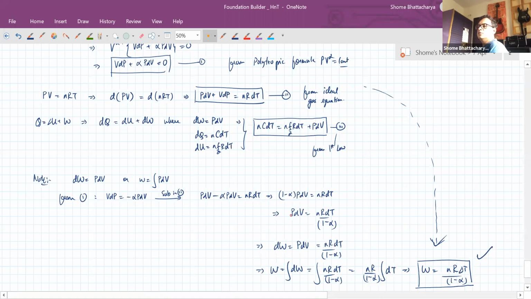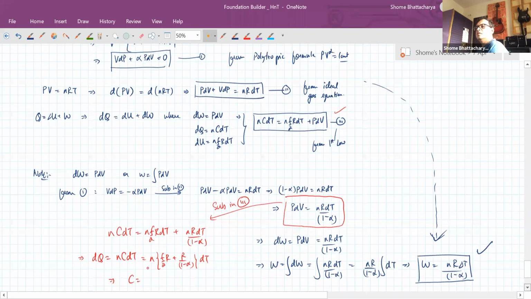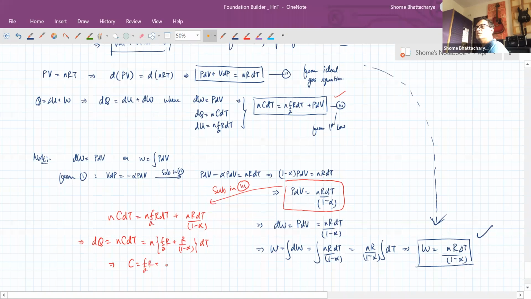And for the second thing, the value of C, if we substitute this directly in equation 3, in this equation, we will get nC dT is equal to nF by 2 R dT plus PdV, which is now nR dT upon 1 minus alpha. So we can see here that dQ, which is nC dT, becomes n into F by 2 R plus R upon 1 minus alpha into dT. So this is the second formula, that C, the molar capacity for polytropic process, is given by this formula. And Q is therefore nC delta T.